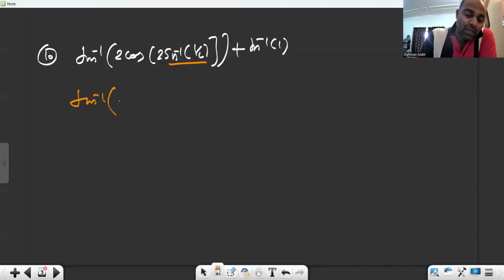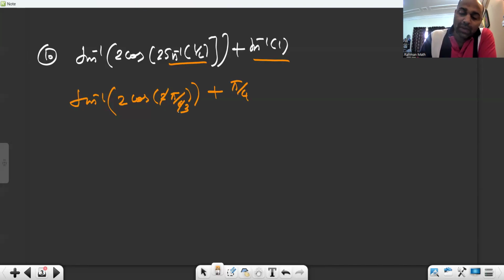So tan inverse 2 cos 2 sin inverse 1 by 2 is what? 30. Plus this is what? Pi by 4. So this and this you can cancel. Pi by 3. Cos pi by 3, how much? Cos 60, again 1 by 2. Is it cos 60 is 1 by 2? Any mistake is there? Tell me.